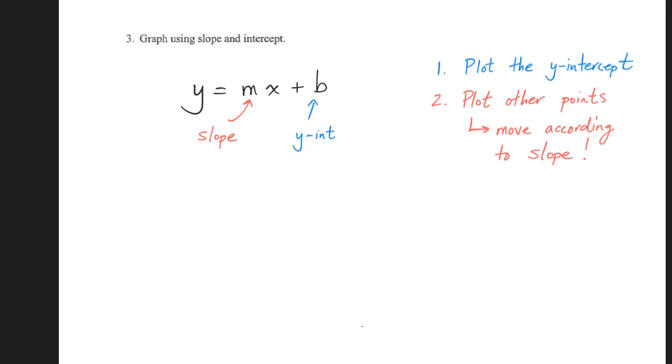So, what's the first step? First step, plot your y-intercept. We want a point on our line. Well, now we need to create the line, which means we need other points. And so what we're going to do is plot the other points that would exist on that line, moving according to slope. It might seem a little confusing right now. Honestly, we're going to look at it and say that's the most direct way to graph a line. So let's actually jump in and start graphing.